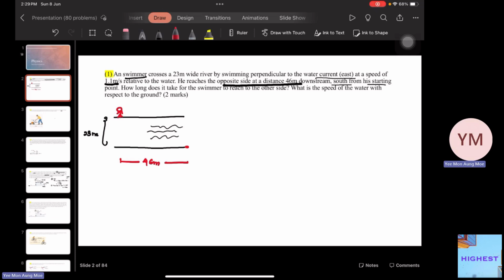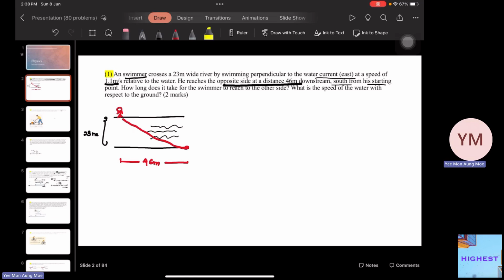He's swimming across the river, and the water is flowing. If the water is not flowing and is stable, he would pass across the river linearly, in a straight direction, but in this question the water is not stable. The water is moving to the east, and that's why his path is like this. When he reaches the opposite side, his distance from the starting point along the ground is 46 meters. Okay, the question is like this.